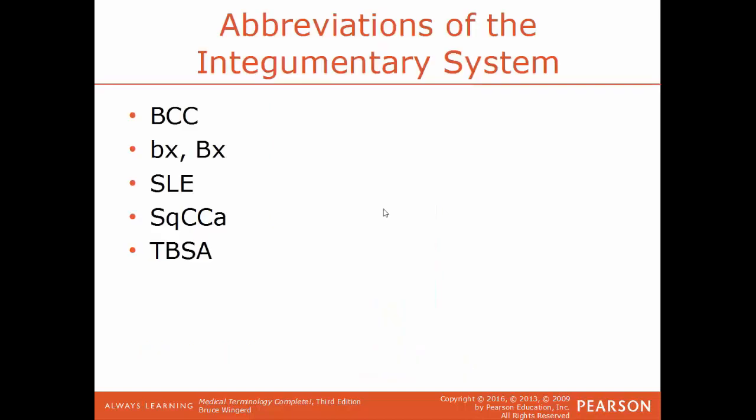Alright, next we'll talk about some common abbreviations that you'll see with the integumentary system. See the first one, BCC. It stands for basal cell carcinoma, a type of skin cancer. BX stands for biopsy. SLE, systemic lupus erythematosus. The next one, SQCCA. It stands for squamous cell carcinoma. SQ would be the squamous part, cell carcinoma, CA. TBSA, that stands for total body surface area, often used when you're talking about a patient being burned over a certain percentage of their body.